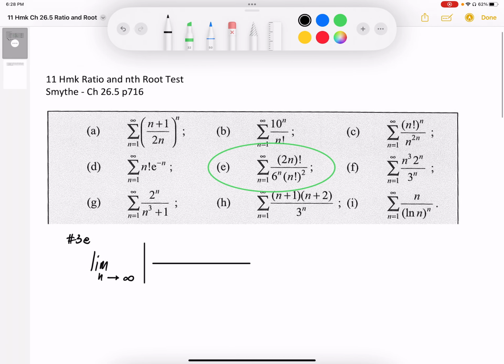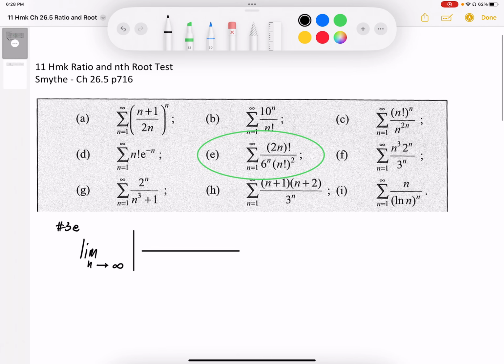For 3E, we're going to do a ratio test. It looks like it lends itself to a ratio test, so we're going to set this up.